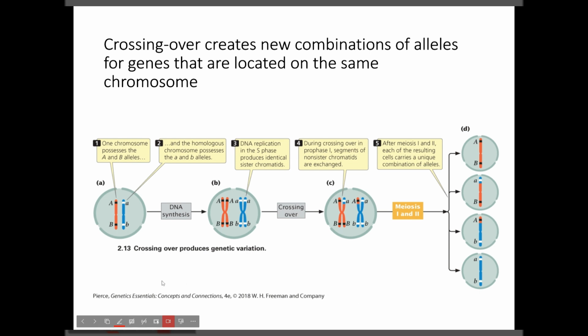Crossing over creates new combinations of alleles, specifically for genes that are located on the same chromosome type. So in this image, they're just focusing on the long chromosome, a homologous pair, one they colored red and one they colored blue, but that's a homologous pair of chromosomes. And let's say you have gene A at one end of the chromosome and gene B at the opposite end. And let's say you had two different alleles of gene A in this cell and two different alleles of gene B in this cell.